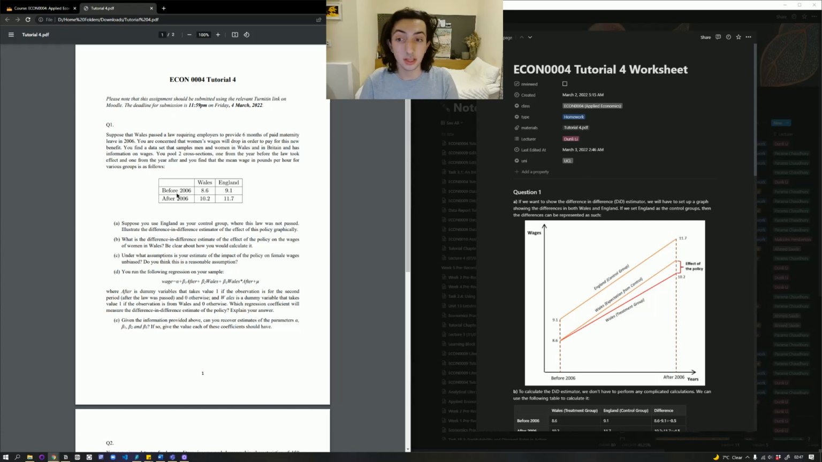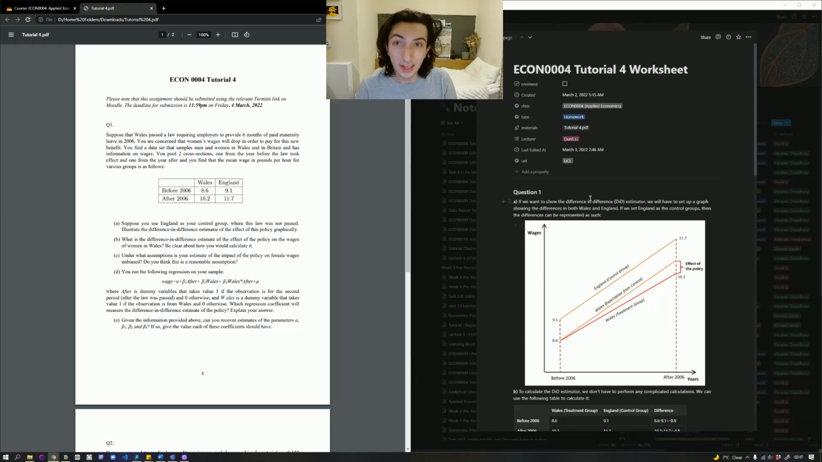So you can see here the relationship. Wales goes from 8.6 to 10.2. England goes from 9.1 to 11.7. Okay? So a 1.6 difference in Wales compared to a 2.6 difference in England. So, it says here, suppose you use England as your control group, where this law was not passed. Illustrate the difference in difference estimator of the effect of this policy graphically.